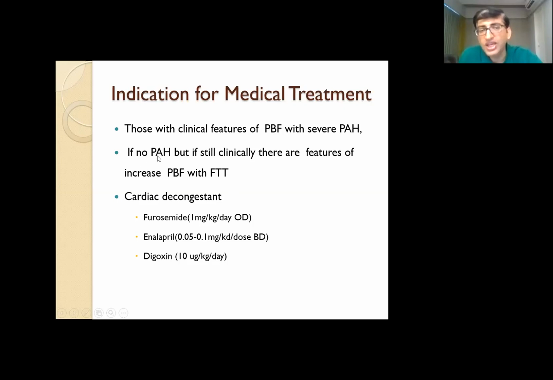If there is no PAH, you still have to start medicine if there are significant features of baseline tachycardia, tachypnea, retraction, and failure to thrive. Sometimes even in the absence of pulmonary hypertension, there is a significant amount of volume overload where you need to start these medications. So these are the only 2 indications where we need to start. Not all patients with a diagnosis of ASD, VSD, PDA need to be started on these medications.